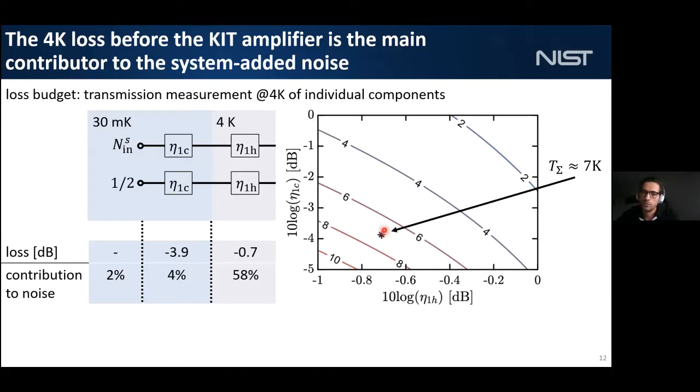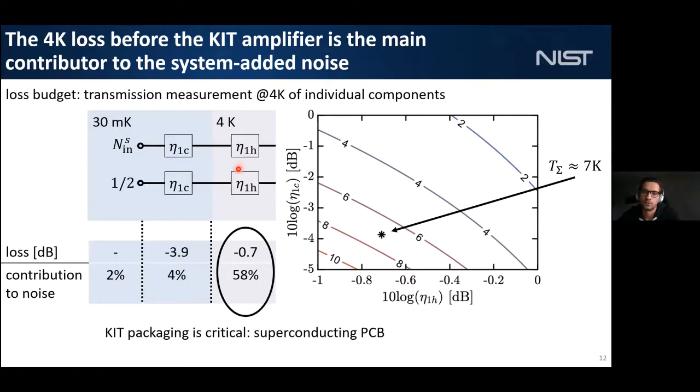And so the star point represents where we are currently. And so you see that reducing the warm loss by just, say, around 0.2 dB is going to bring you from here to, say, around here. So you win 2 Kelvin of system noise temperature. And you see that you have to do a much harder job on the cold insertion loss to have that type of improvement. So it means that this loss here is super critical. And this loss comes mainly from the kit's packaging, actually. And so that's why we're developing solutions like superconducting PCB.